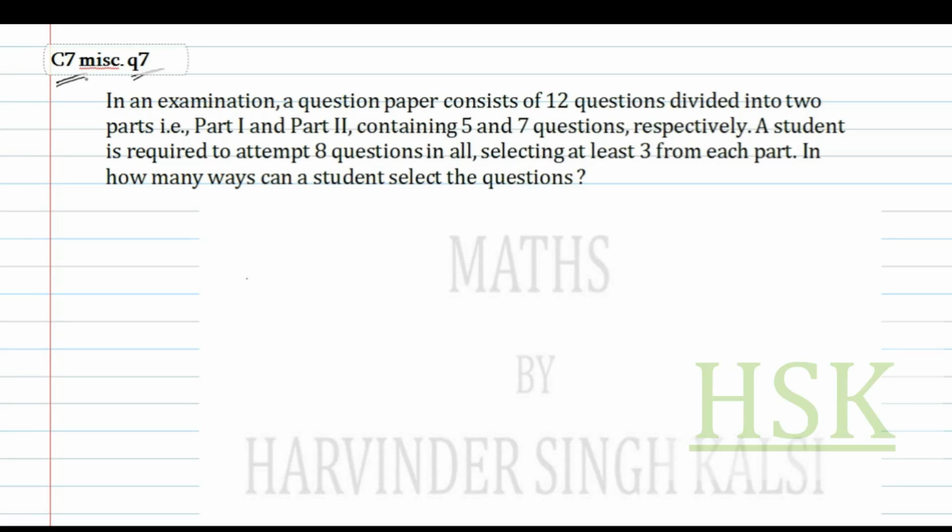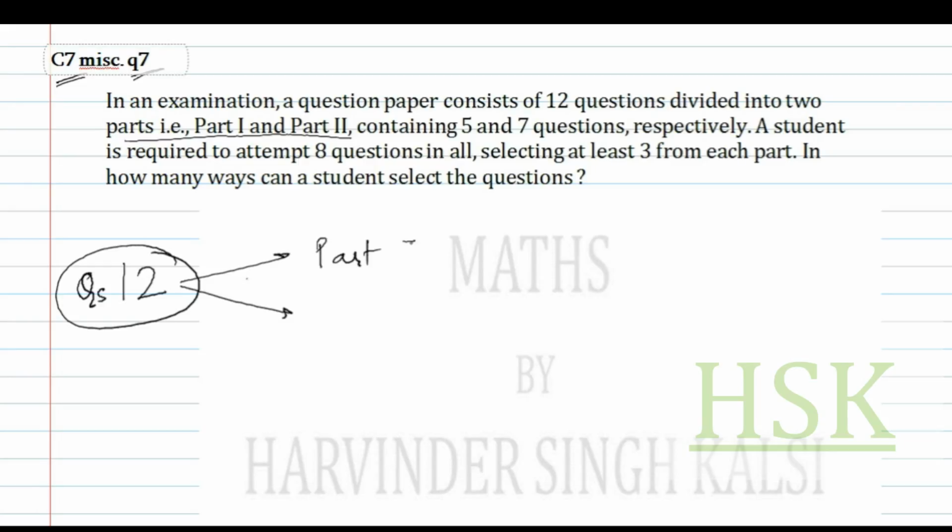Chapter 7, Miscellaneous Exercise, question number 7. The question is like this. In an examination, a paper consists of 12 questions divided into two parts, A and B. So the number of questions is 12. And they are divided into two parts, part 1 and part 2.